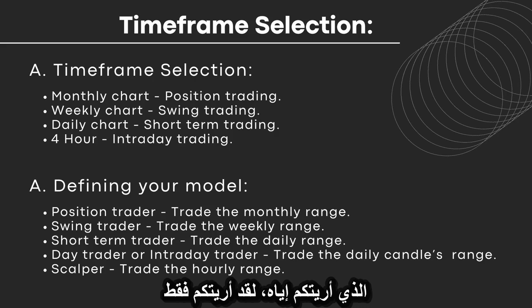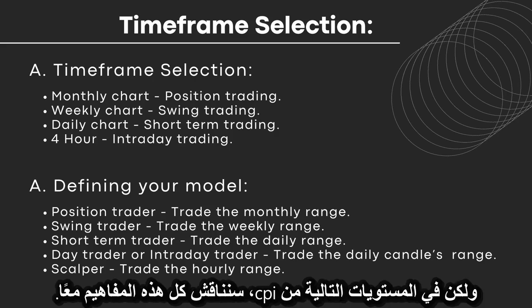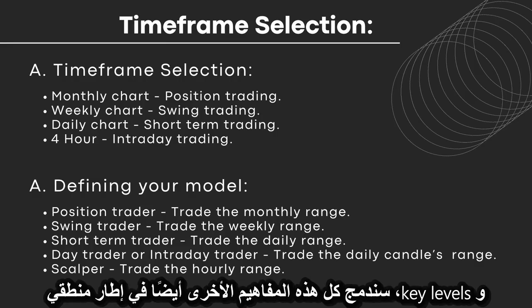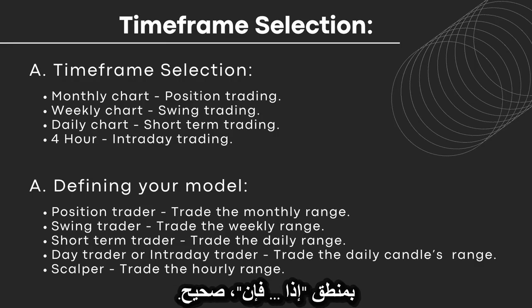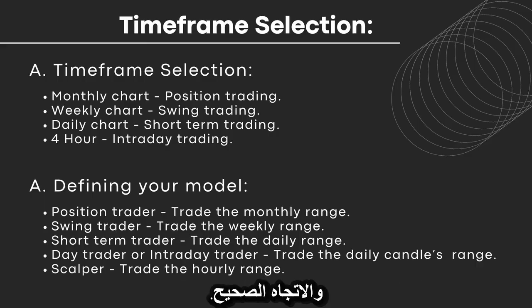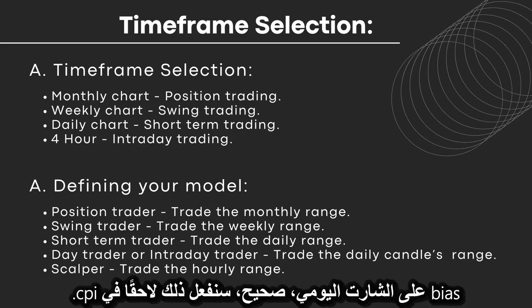I've only shown you market profile and key levels till now, but in the next levels of CPI, we're going to discuss all of these concepts together. And in the same way I've taught you concepts like market profiles and key levels, we're going to integrate all these other ones too in a logical framework with an if-and-then logic, right? And we're going to use them in a system so that they can help us in finding the correct draw on liquidity and the correct directional bias on the daily chart, right? We're going to do that later in CPI.